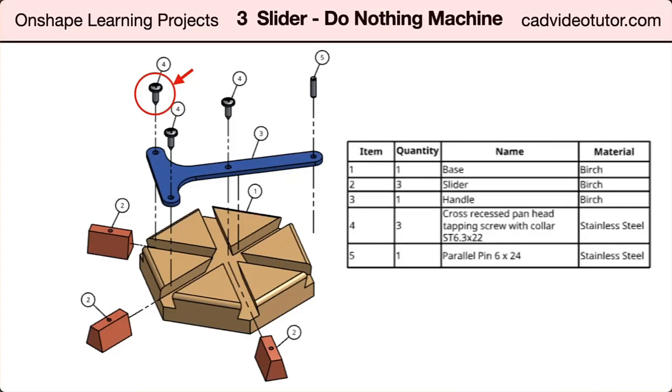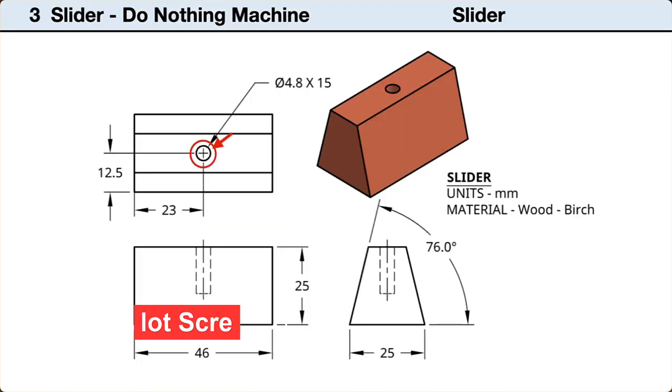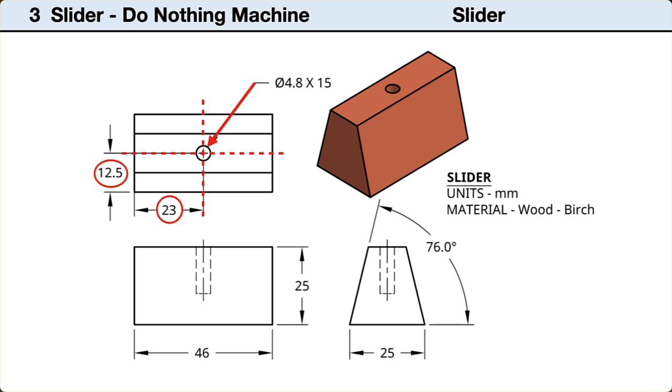Looking at the exploded assembly view, the handle is attached to the slider using a self-tapping screw. To receive the screw, we need to place a pilot hole in the slider. The orthographic drawing shows the hole is centered on the top face of the slider. The hole has a diameter of 4.8 millimeters, drilled to a depth of 15 millimeters.